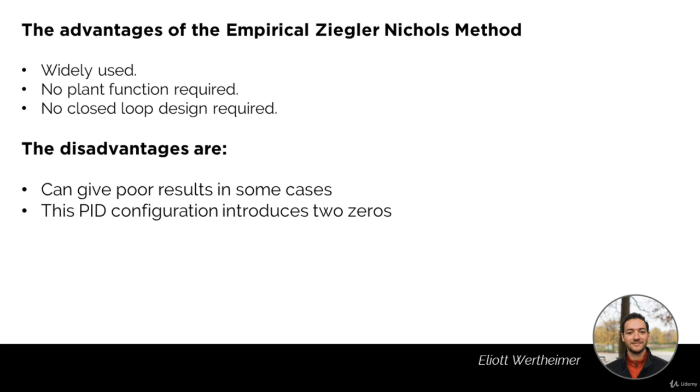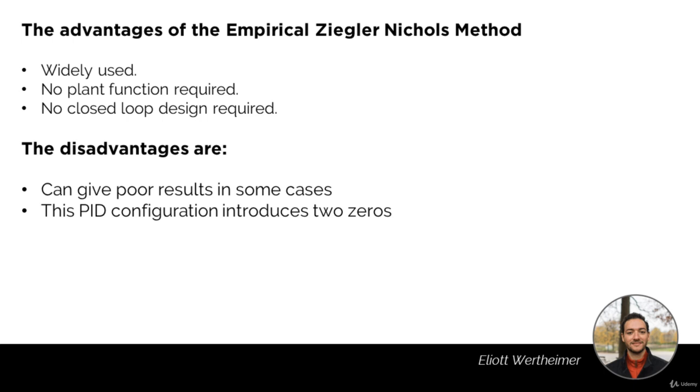So the advantages of the Ziegler-Nichols method are that it is widely used, very famous, a lot of people will be able to help you with it if you decide to use it, and forums and other platforms probably give a lot of little tricks and tweaks that you can use to make it even better. There is no plant function required. It is a purely empirical method.